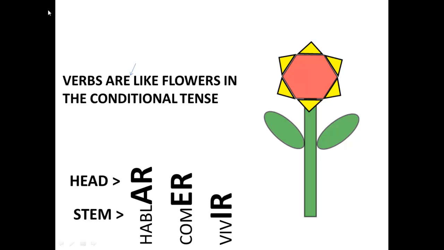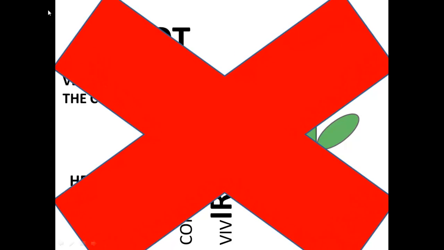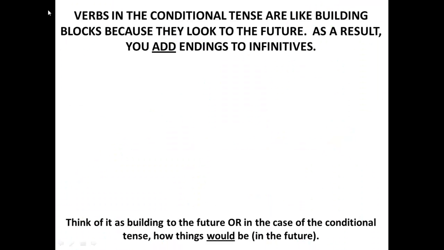Think of this analogy. Verbs are not like flowers in the conditional tense. Okay, let's see why. Verbs in the conditional tense are like building blocks because they look to the future. As a result, you add endings to infinitives. Think of it as building to the future, or in the case of the conditional tense, how things would be in the future.